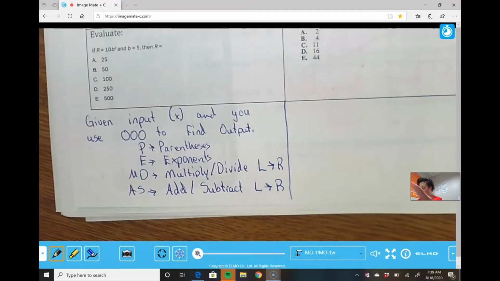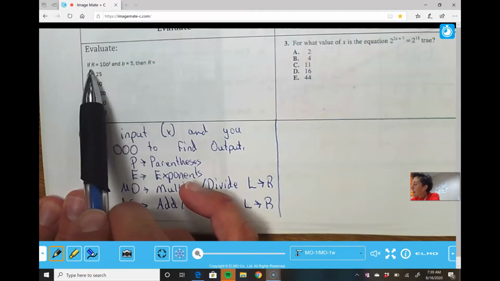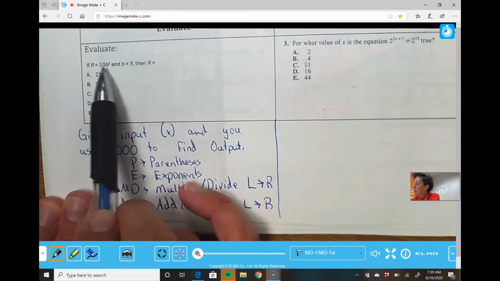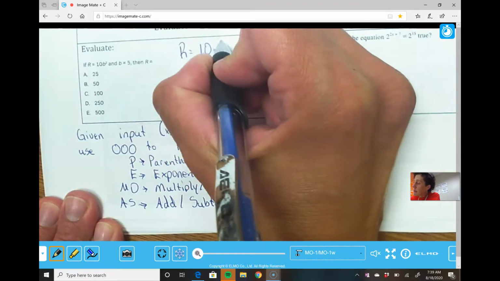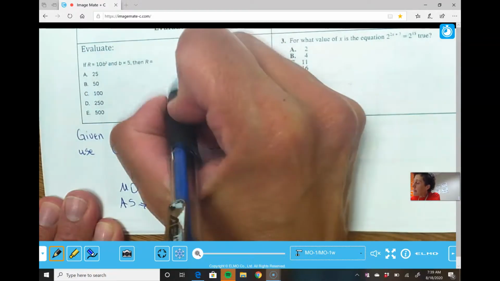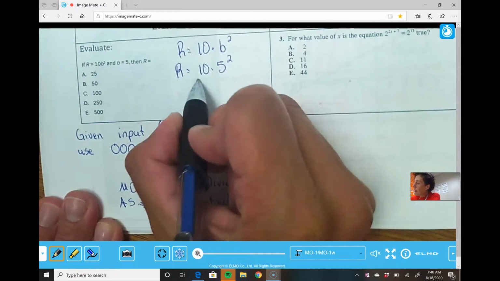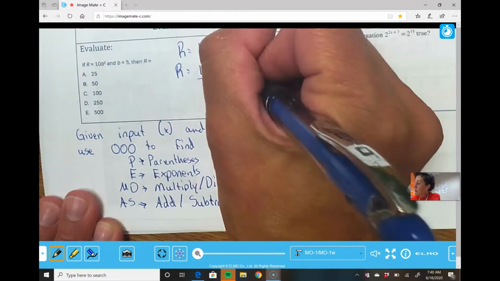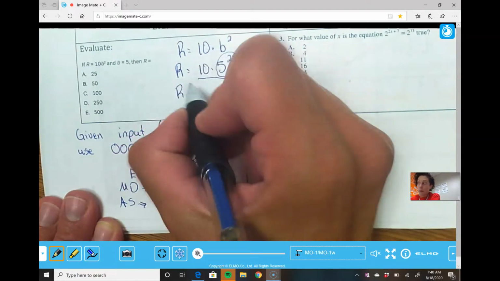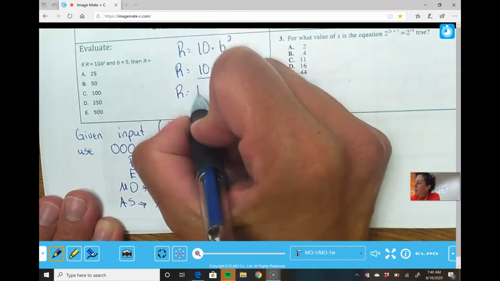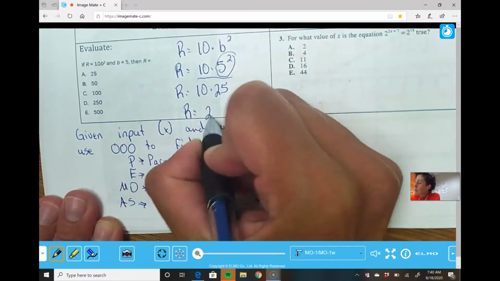Okay? All right, so for instance, you got this problem, r equals 10b squared. That means I'm reading this as r equals 10 times b squared, and they're telling me that b is 5. So I follow the order of operations. I don't see any parentheses, but I do see an exponent. And 5 squared just means 5 times 5, not 5 times 2. So I get 10 times 25, and when I multiply that, I get 250.